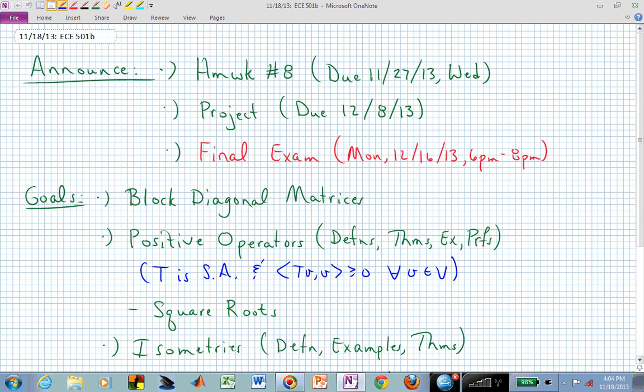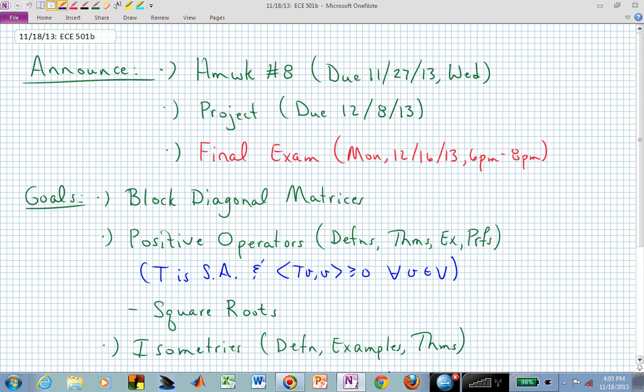Once we have positive operators, we can start talking about square roots. If you have a number, you can take the square root of that number, and it's easier to do if you have a positive number. So we'll work with positive operators and find square roots of operators, and we'll look at that in terms of matrices. We'll give some definitions, theorems, examples, and proofs dealing with positive operators. We'll need that concept when we get into singular value decomposition.